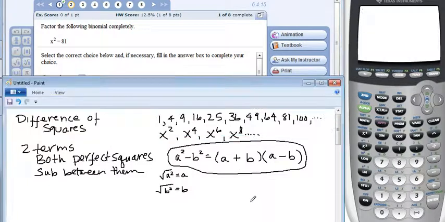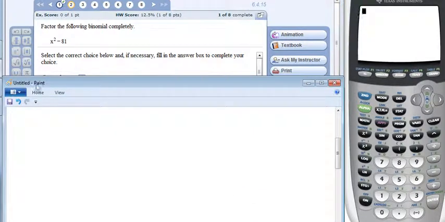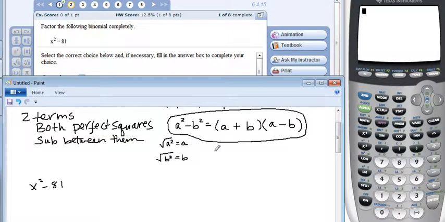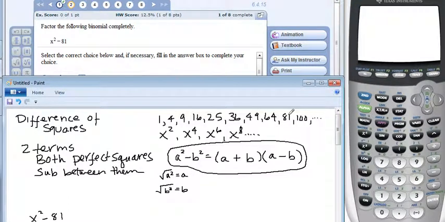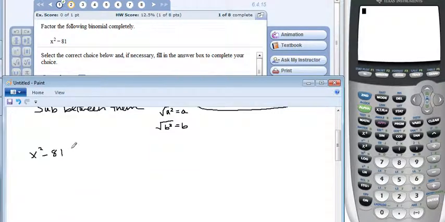So, let's try this one. X squared minus 81. Does it qualify? My x squared has an even power and my 81, let's see, is it on my list? Yep, 81 is perfect, and x squared is perfect. And I have a subtraction between them. So I'm good to go here. One plus, one minus. See how easy these are? Take the square root of this one, take the square root of that one, and I just plunk them in the front and the back.